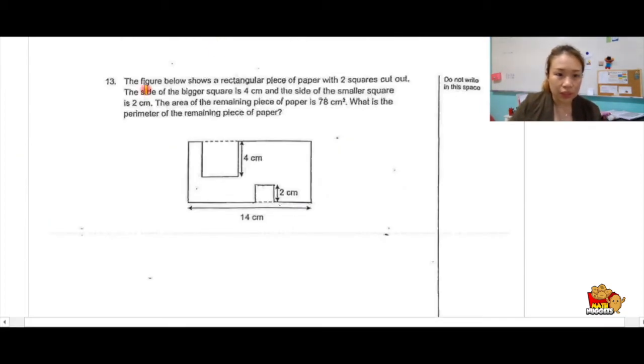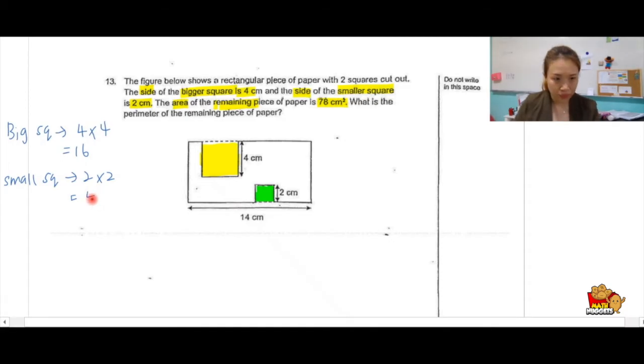Question 13. We know that the side of the bigger square is 4 cm, the side of the smaller square is 2 cm, and the area of the remaining paper is 78. So let's find the area of the original paper. Let's add back the missing squares, the big square and also the small square. Okay, let's add the areas back in. For the big square, the area will be 4 times 4, which is 16. Small square area will be 2 times 2, which is 4. So if the remaining paper is 78, I'm going to add back the big square and the small square. So that gives me 98.